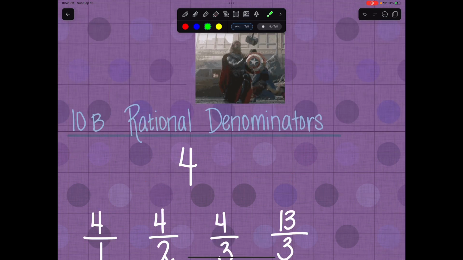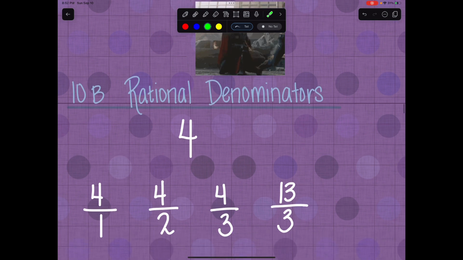Rational denominators now. Now, we're going to take a number, just a regular number like 4. It's a regular counting number. And we're going to turn it into, we're going to like torture it. We're going to make it a quotient, okay? When you divide it by different numbers, you're going to get an answer that's either going to be an integer, or a decimal, or it could be something that repeats with no end, right?